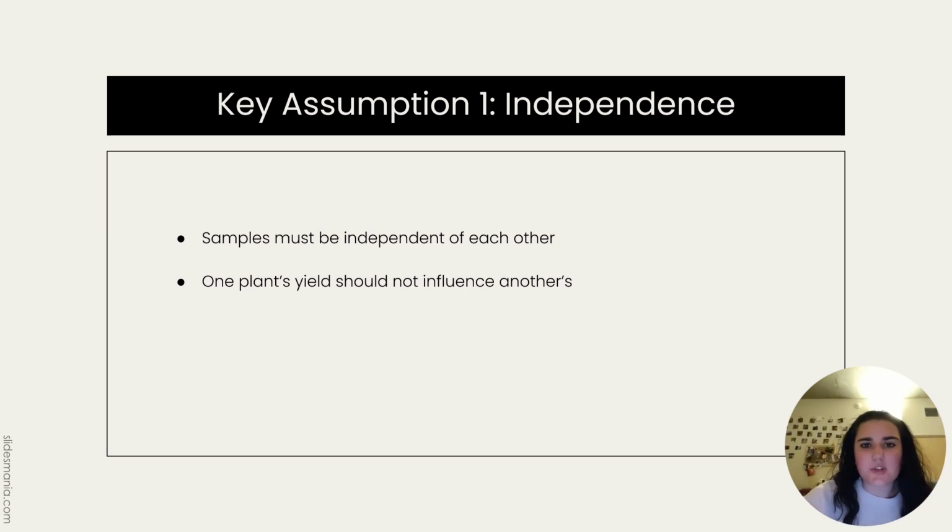The first common assumption of ANOVA is independence of observations. Each sample must be unrelated to others. For example, in terms of plants and crop yield, one plant's crop yield should not influence another plant's crop yield. This is often guaranteed through experimental design, which means randomization and controlled growing conditions. If independence is violated, ANOVA's results become unreliable, and you'll often get misleading p-values.